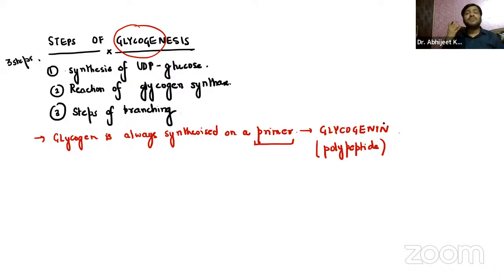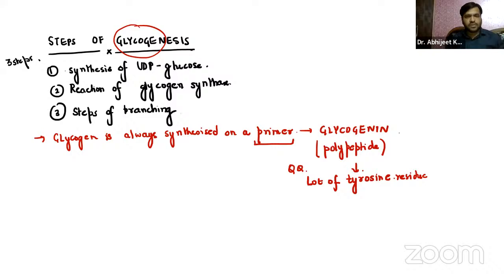Now, if I'm saying protein, what is protein made of? Amino acids. Now which amino acid is required over here? That is a lot of tyrosine residues. Again, a very important viva question: glycogen is always synthesized on which primer? Glycogenin, and it is made up of a lot of tyrosine residues, the amino acid tyrosine, right? So that is something you have to remember, beta, right?